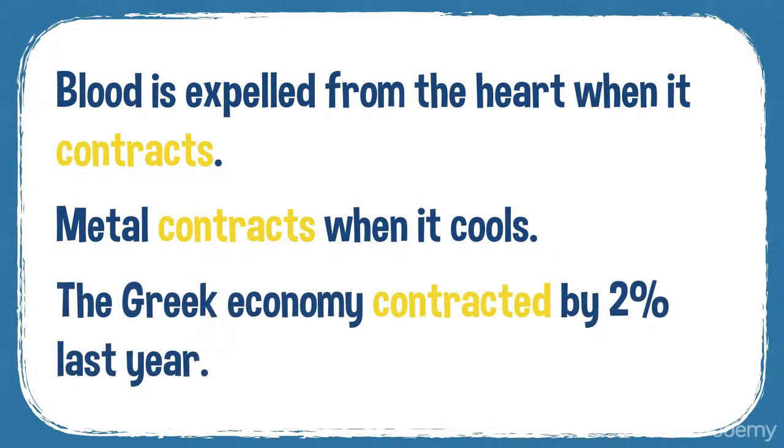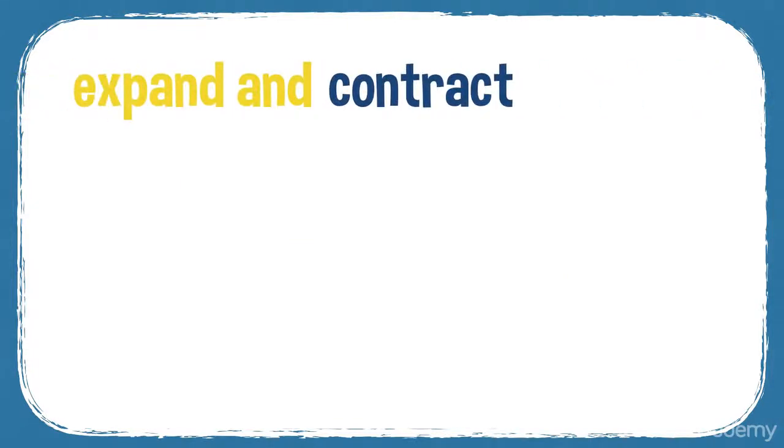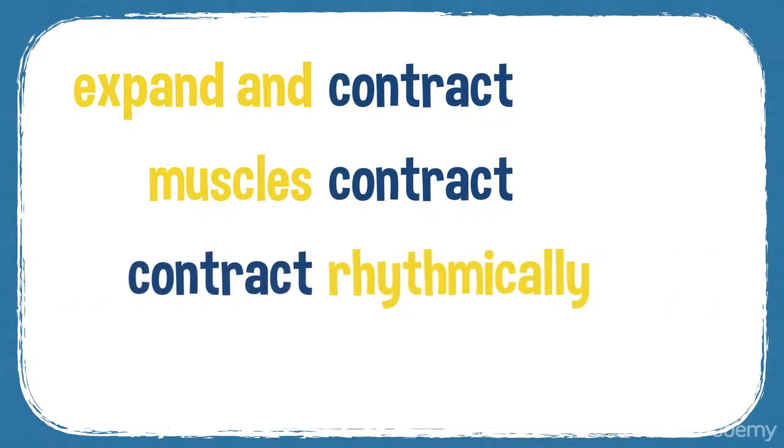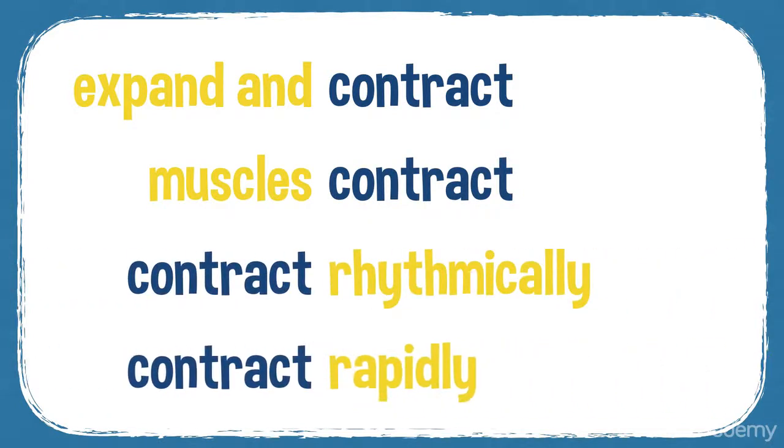And here's a more general use of the word. The Greek economy contracted by 2% last year. So it basically means things get smaller. Expand and contract go together. Often muscles contract. Things can contract rhythmically or rapidly.